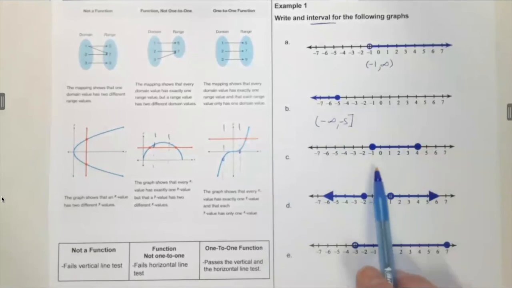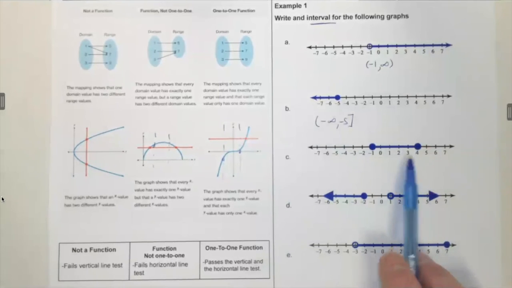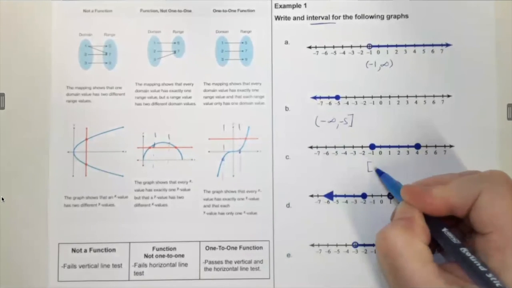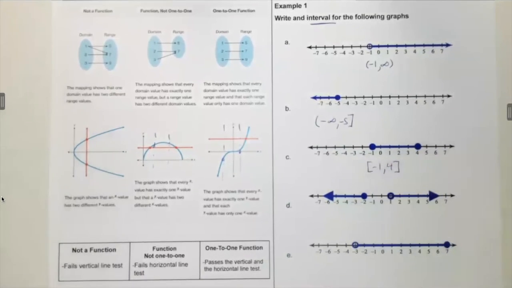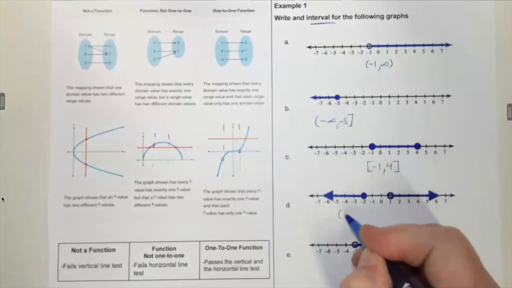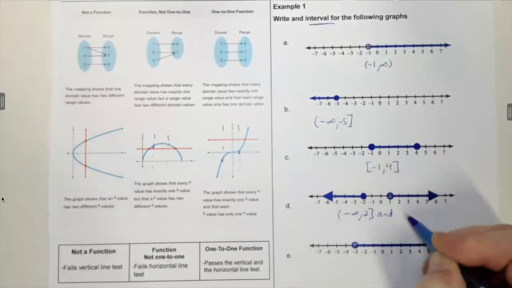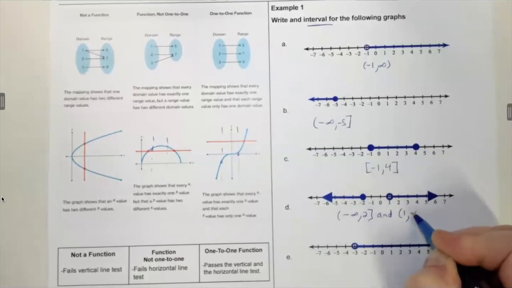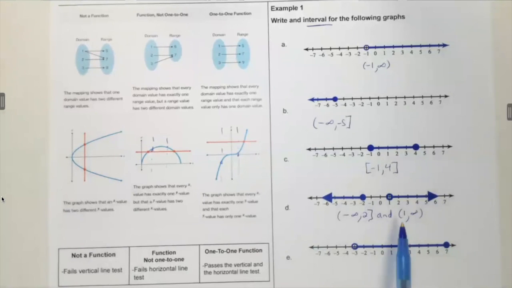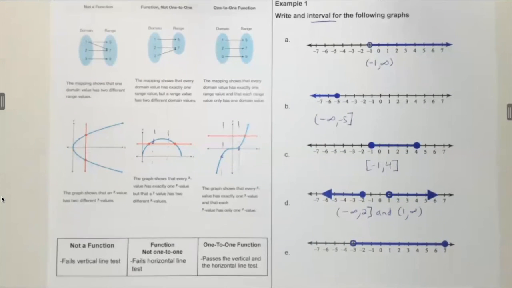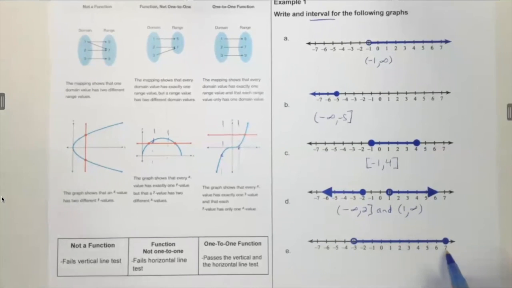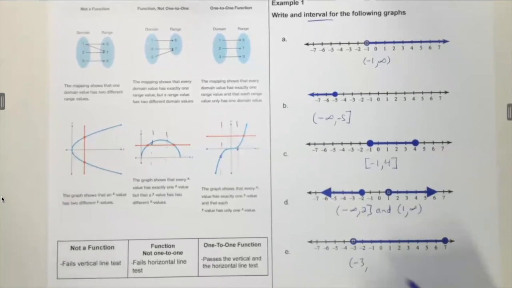Problem C, we are going from -1 to 4 only, and it includes -1 and 4. We are going from -1 to 4. The next one will have to be talked about in two separate intervals. Negative infinity to 2, and 1 to positive infinity. Does not include 1. Rounded brackets for infinity and negative infinity. The last example, we are going from -3 to 7. Starting at -3 and going to 7.